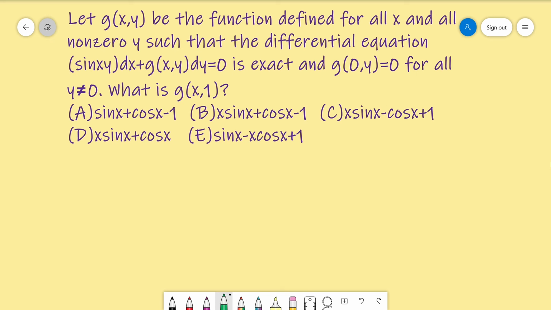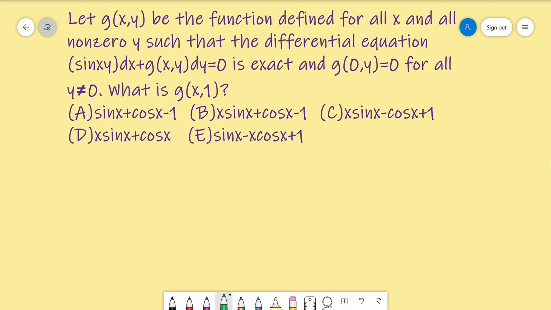Hey everyone, welcome back to Cracking the GRE Math Subject Test. We're still in the differential equations chapter. This is the 14th problem, and this problem is a little bit different. We don't actually have to solve a differential equation here, but we do have to use our knowledge of differential equations to solve this problem.